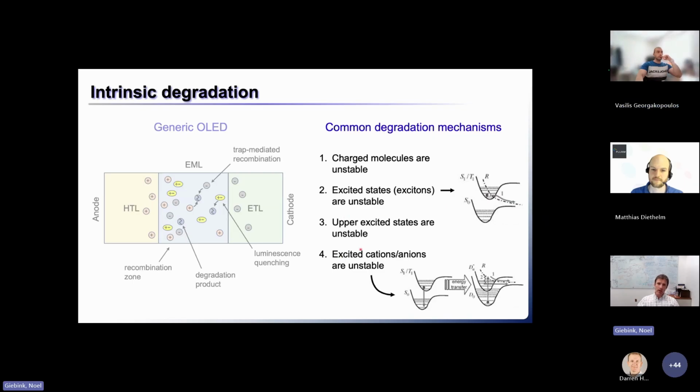And then these last two involve things like annihilation. So you can have upper excited states of molecules that are unstable. Sometimes those get populated through exciton annihilation reactions, where one excited state donates its energy to another one. And then you can also have energy that's donated to your cations and the anions in the device. And so in this case, you can have excited cations and anions that are also unstable.